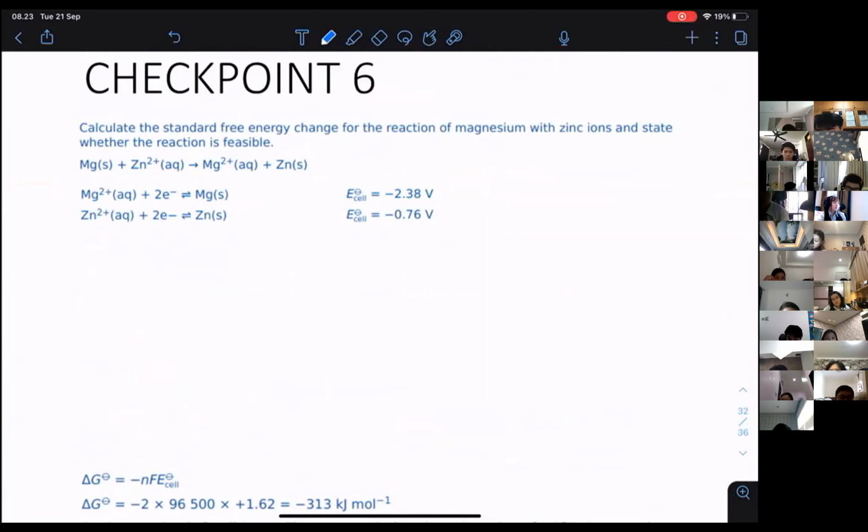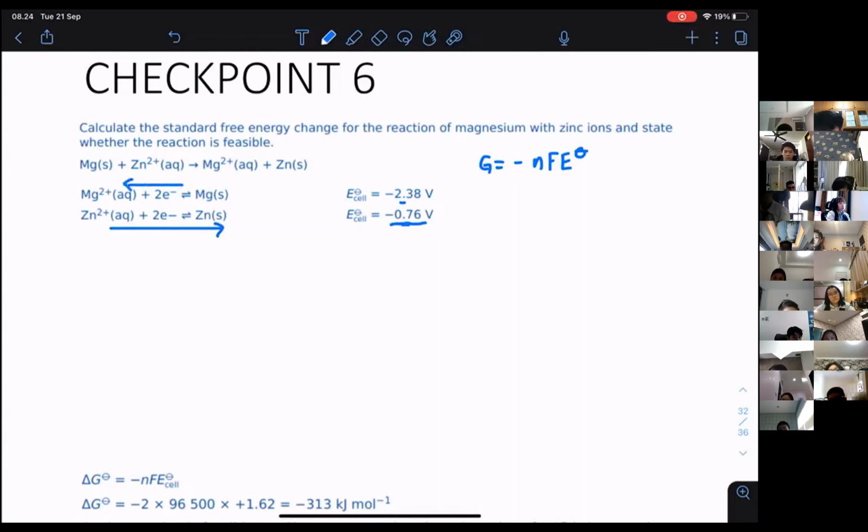So here, how to apply the formula you see: Gibbs free energy is negative nFE. They are asking you to calculate the free energy change for magnesium with zinc ion, and state whether the reaction is feasible. Here, what I need to do is find the E cell between these two. Whatever we learned, we apply. So negative, negative; this is more positive. So this one will go to the right, and this one will go to the left.